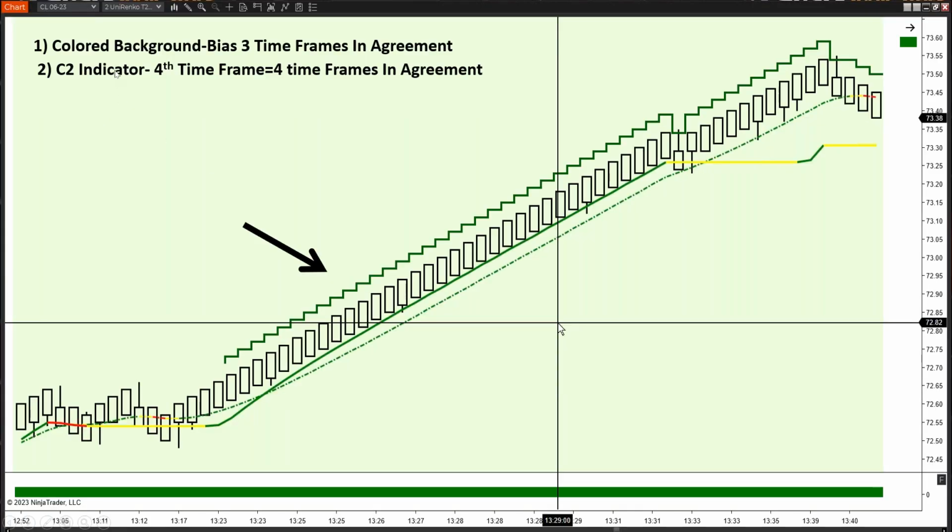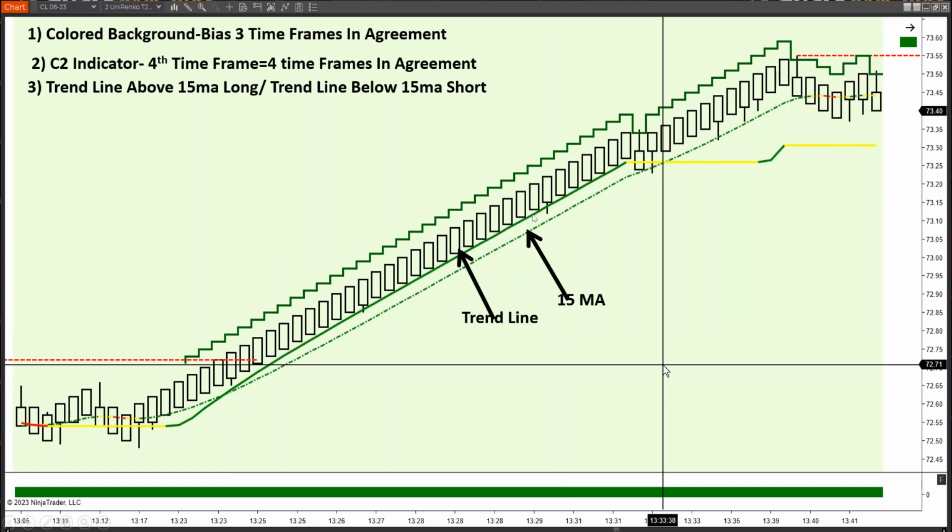C2 indicator, the 4th time frame is in agreement. And the reason why we created the C2 is because when you're in a range-bound, choppy market, things can go up and down, and you can have the candles and the colored background, but it takes longer for the fourth time frame to turn either bearish or bullish. And we found that adding the fourth time frame gives us a lot higher probability trades. The next thing is the trend line. So the solid line, we always want above the dot dash line.